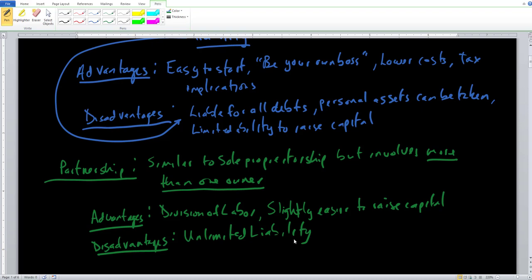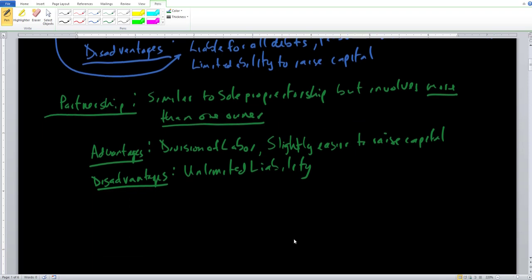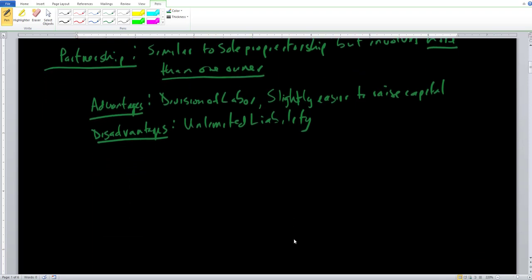So here, once again, your own personal assets could potentially be taken away from you, even though you weren't the one hitting the student, it was your partner. So once again, unlimited liability is going to be a very huge disadvantage in both of these types of firms. And because this unlimited liability is such a huge disadvantage, a lot of firms nowadays do set themselves up as the third type, which is going to be a corporation.